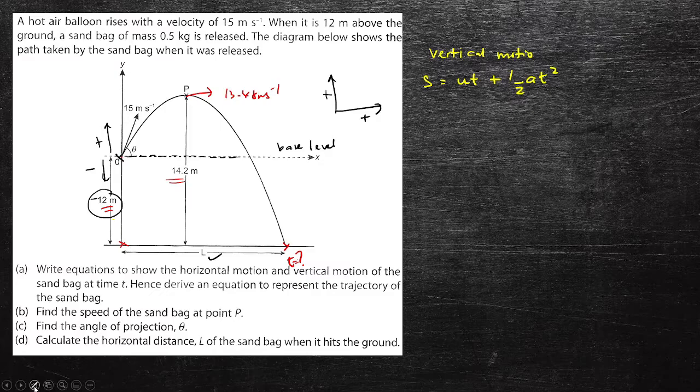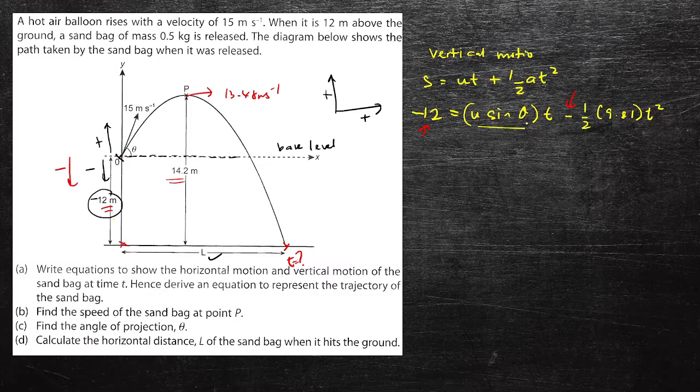Okay. So you can see that this S, if we want to replace with 12 meter, it is negative 12 equals to u sine theta t minus 1 over 2 times 9.81 t squared. You can see that over here I put a negative because g is pointing downwards from the base level, so negative. And this one is negative because it's pointing downwards by 12 meter. So S is negative 12. Okay, next.